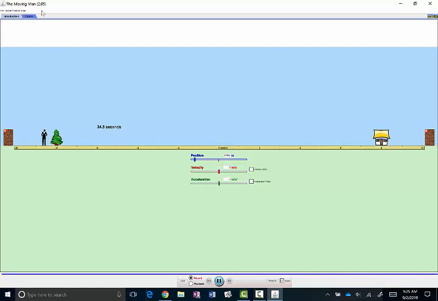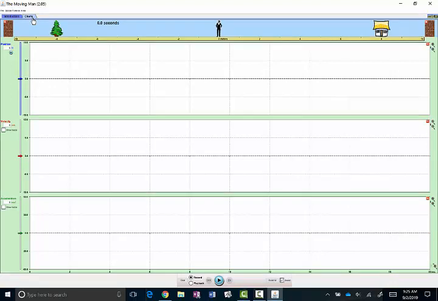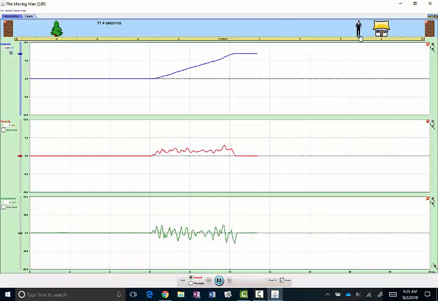Okay, then for step 3, I'm supposed to click the chart tab at the top. And then I'm supposed to push play. And the man just sits still, and I'm supposed to be looking here at what my position graph looks like. Then I'm going to move the man to the right and see what happens to my position graph. Then I'm supposed to move him left and see what happens to my position graph.